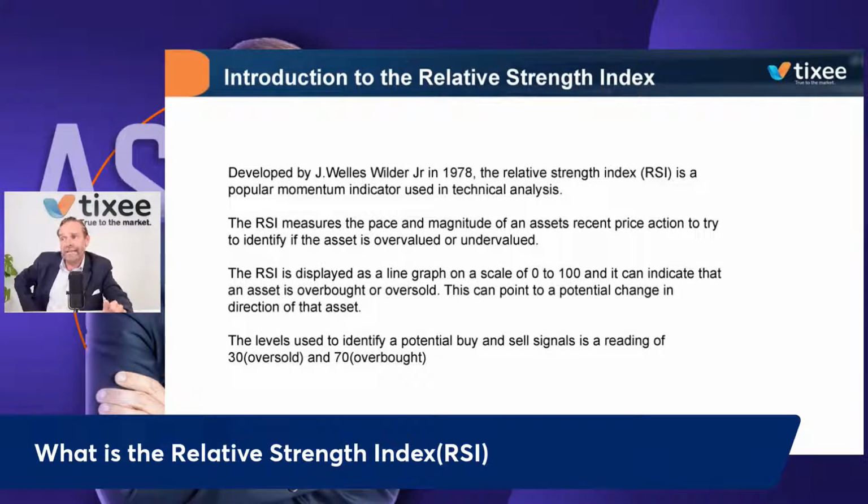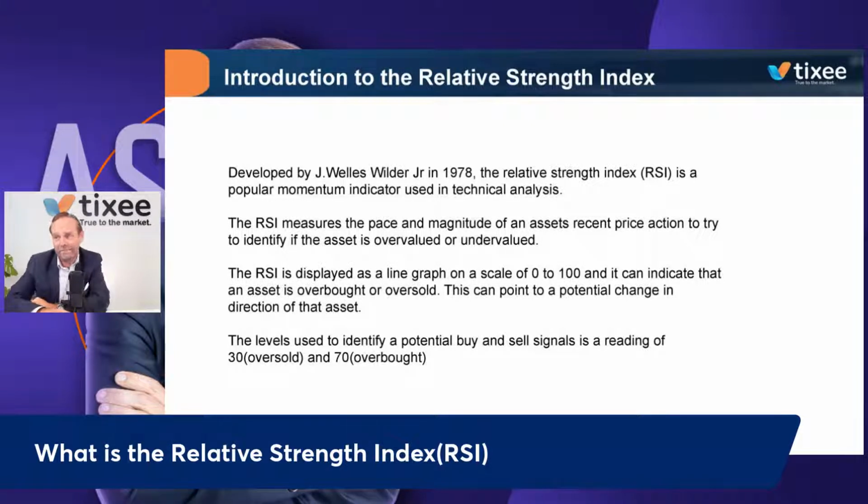The Relative Strength Index is a popular momentum indicator used in technical analysis. The RSI measures the pace and magnitude of an asset's recent price action to try and identify if an asset is overvalued or undervalued. The RSI is displayed as a line graph, and it goes through a scale of 0 to 100. This can indicate if an asset is overbought or oversold, and it can also indicate a potential change in direction of that asset.